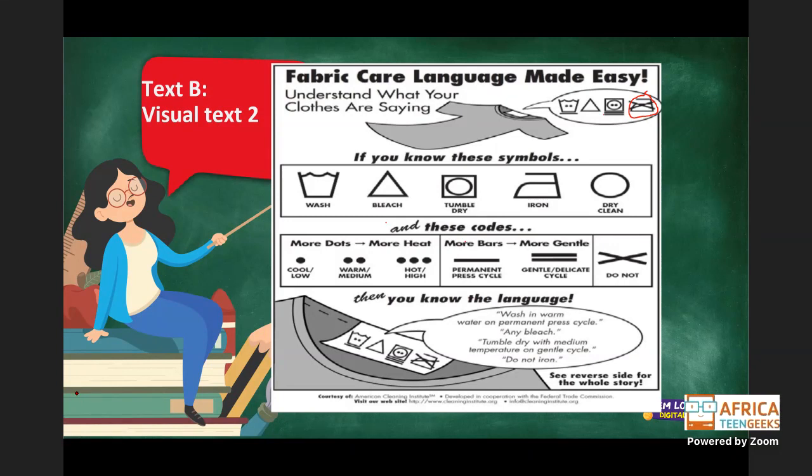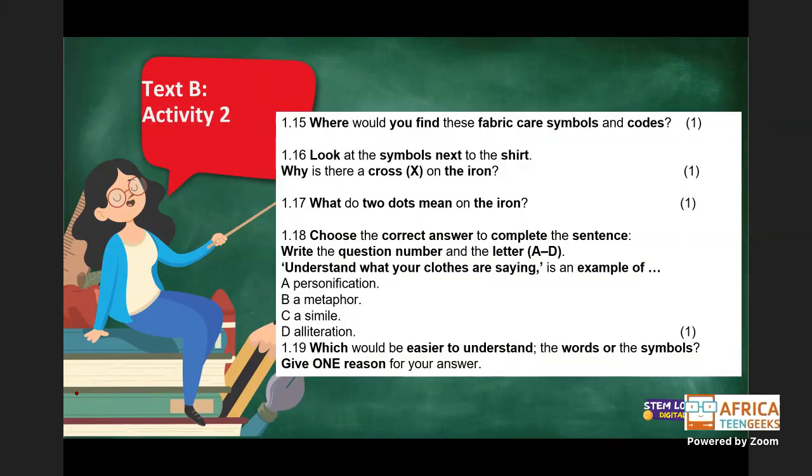1.18. Choose the correct answer to complete the sentence. Write the question number and the letter. So that's A to D. Understand what your clothes are saying. It is an example of what? Personification, metaphor, simile, or alliteration? What do you think? Understand what the clothes are saying.